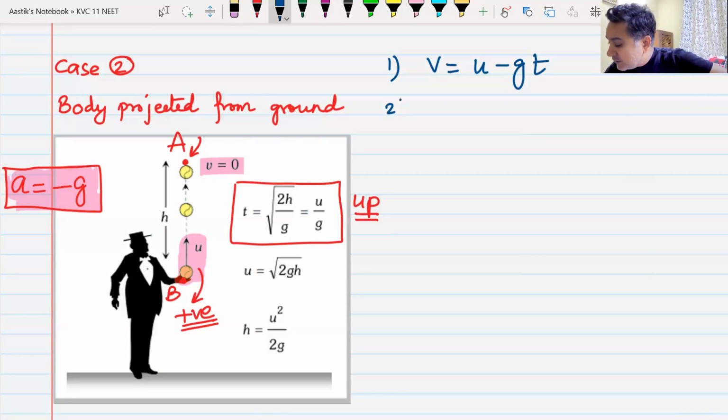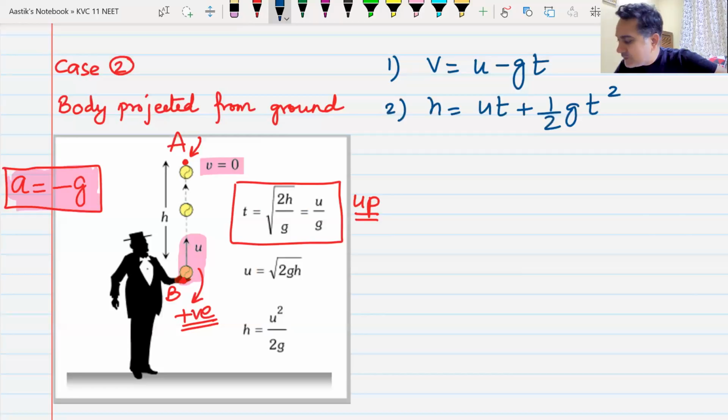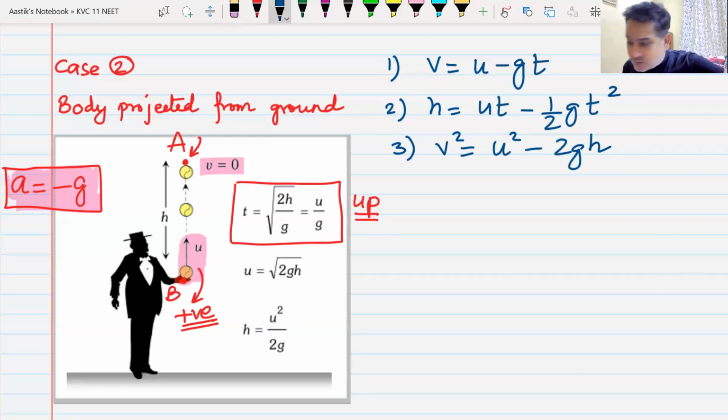You can apply the second formula. H is equal to UT plus half GT square. That is the second formula. Sorry, it's not plus half GT square, it is minus half GT square. The third formula that we have is V square is equal to U square minus 2GH. When you apply these three formulas, as in the previous case, you will get simple results.